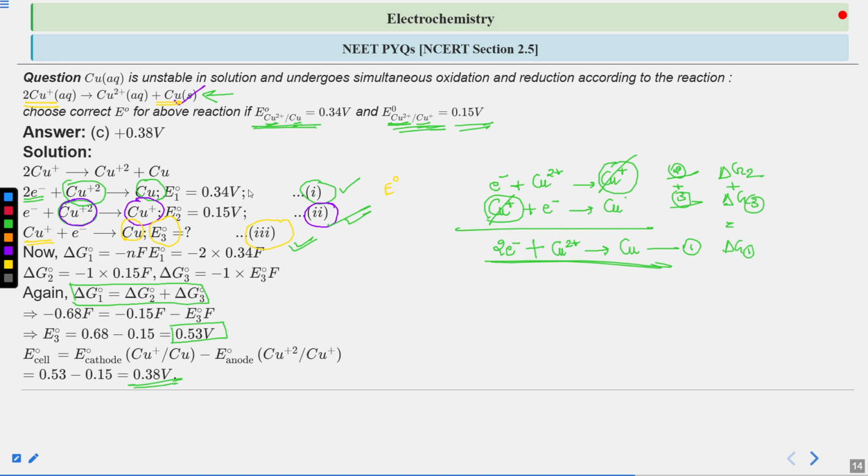So that's why we got this relation, and that is how we get the E naught of cell, the cell potential, after getting the E naught of cathode. The final cell potential is 0.38 volt, and the correct answer is option C. Okay, let's move on to the next question.